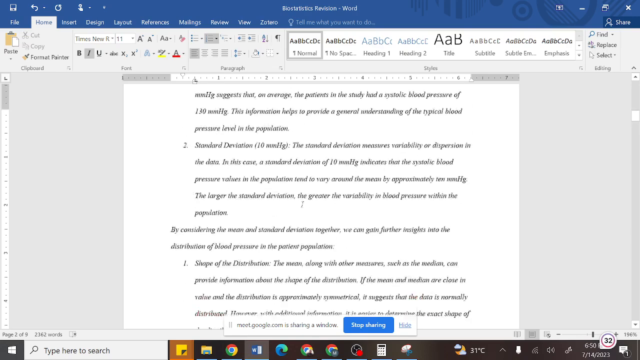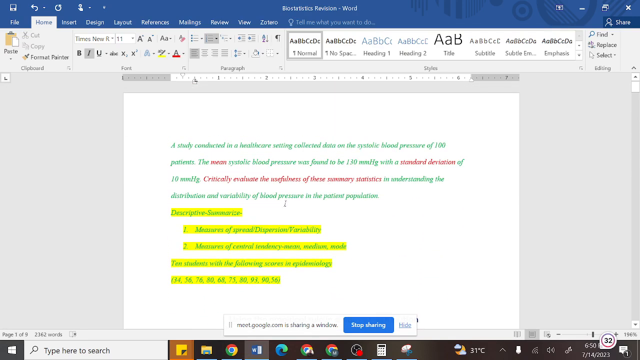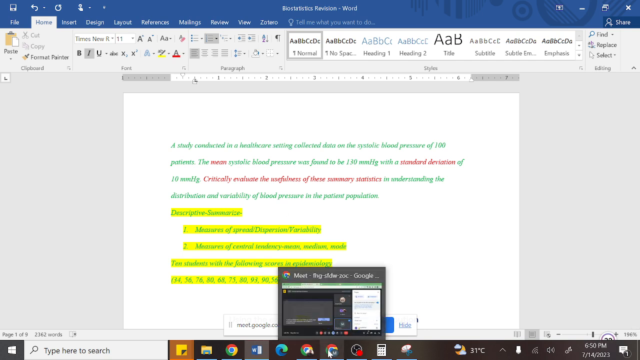Okay, so this question number 1 needed you to explain the importance of the mean and the standard deviation, which I hope I've tried to do. Do you have any questions?